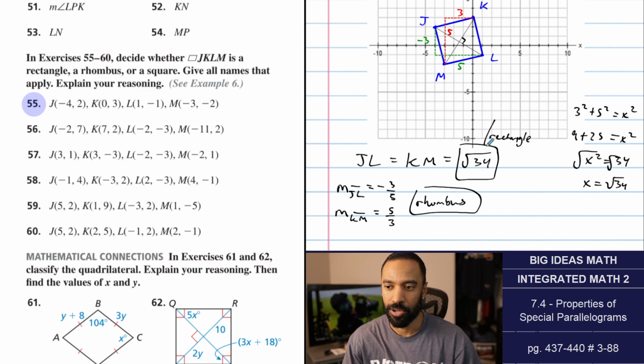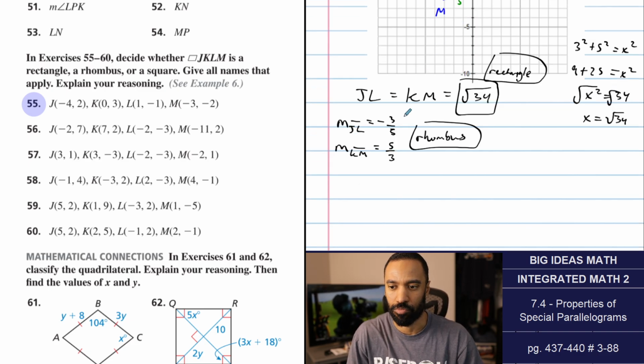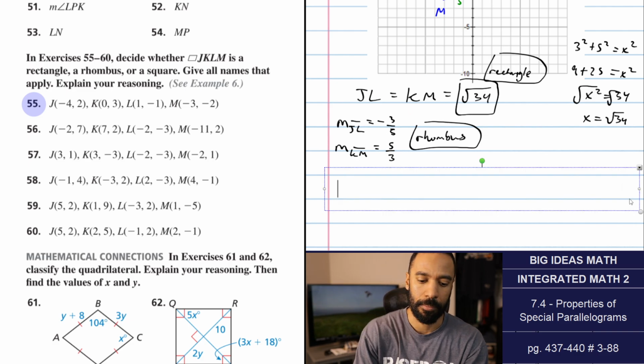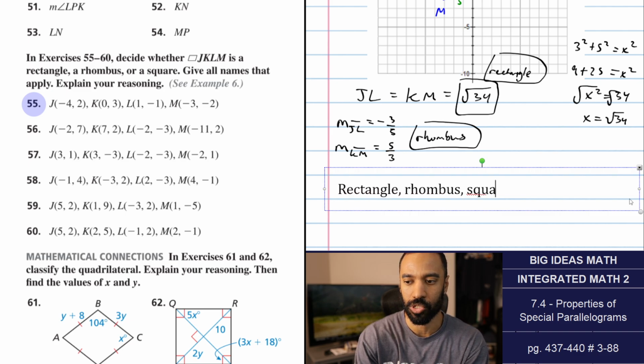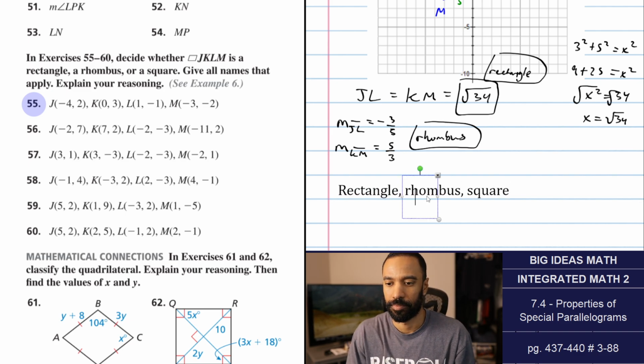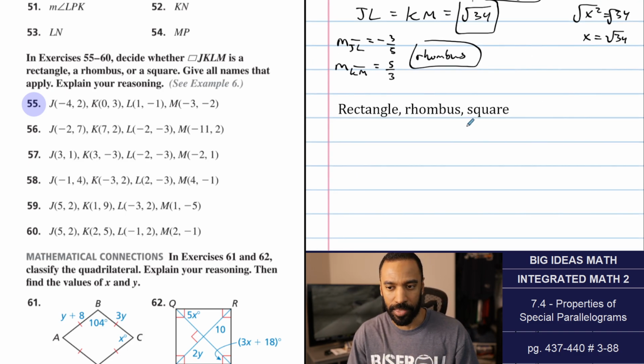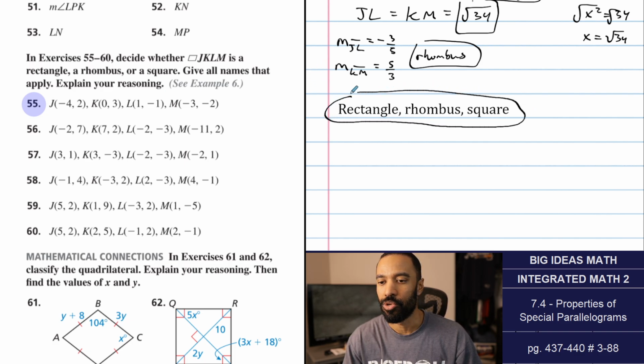So rectangle and rhombus, I'll type it all out. But this is a rectangle and a rhombus. If it's both a rectangle and a rhombus, then it is also a square. That is the final answer right there. Now I'll go faster on these other ones now that I've explained that whole thing. So hopefully you can be attuned with that.